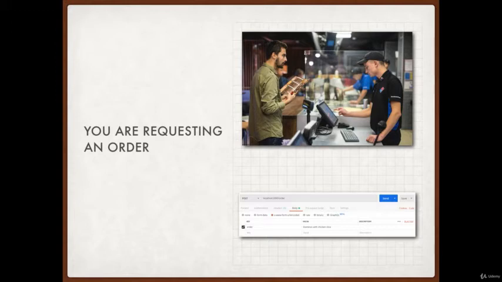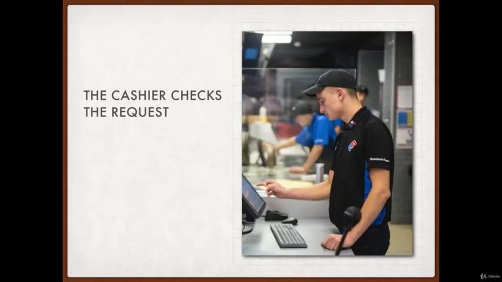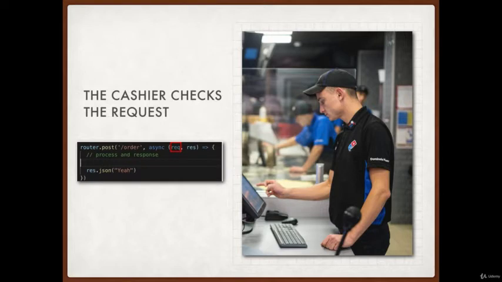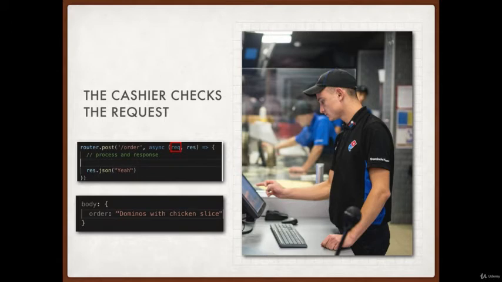You are sending the data to the waiter: hey, I want Domino's with chicken slice. So you're requesting an order. And the cashier checks the request and tries to process it. As you can see, the argument is request, and this whole API is the cashier, and he takes the request and tries to understand it. He sees the body of the request has a key called order, and the value is Domino's with chicken slice. So he knows what to do with it.